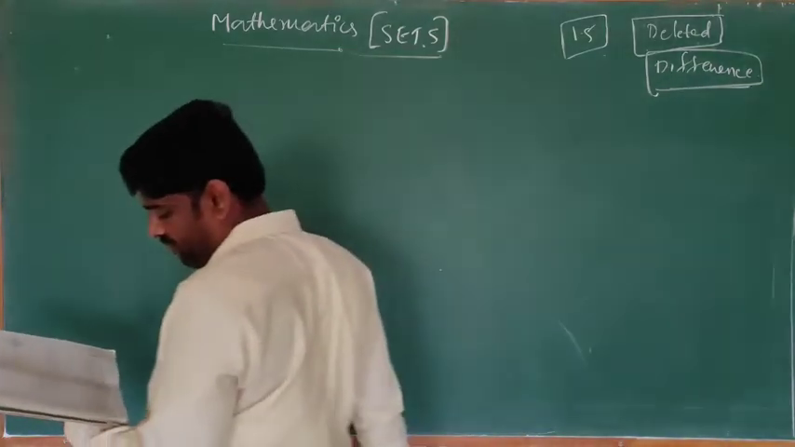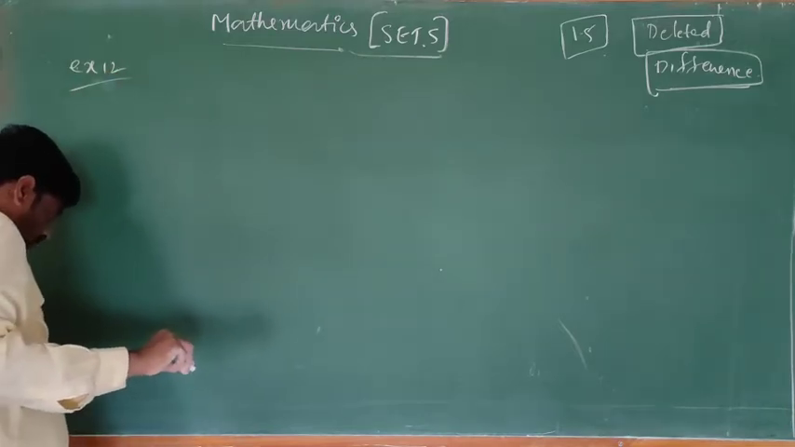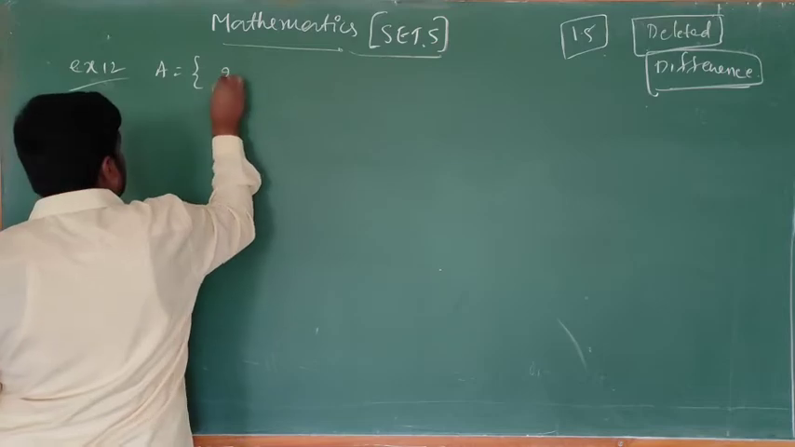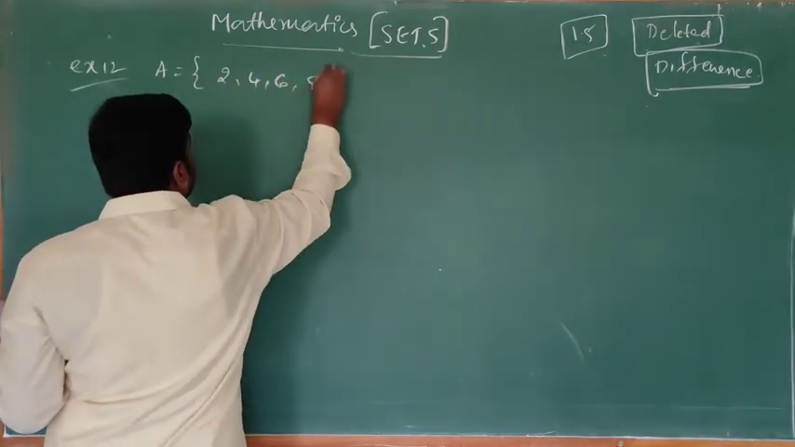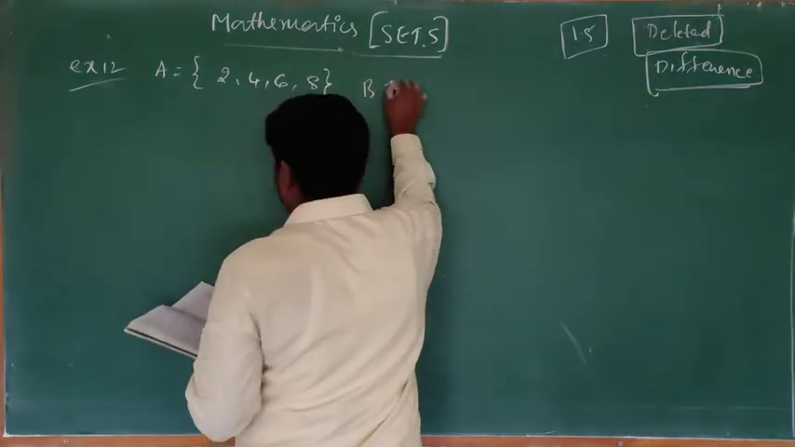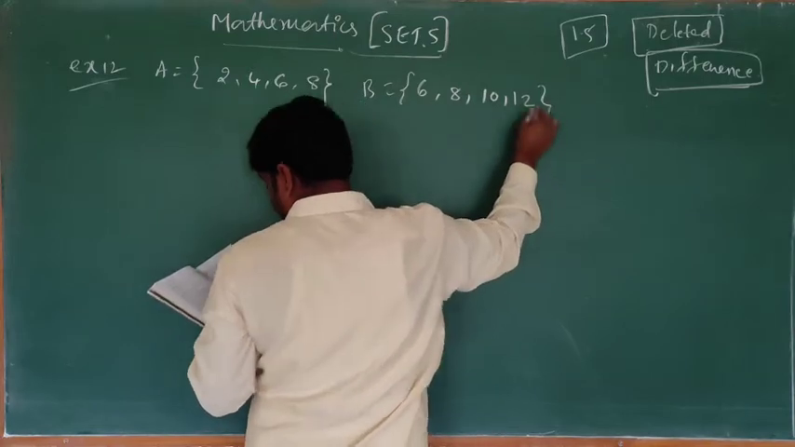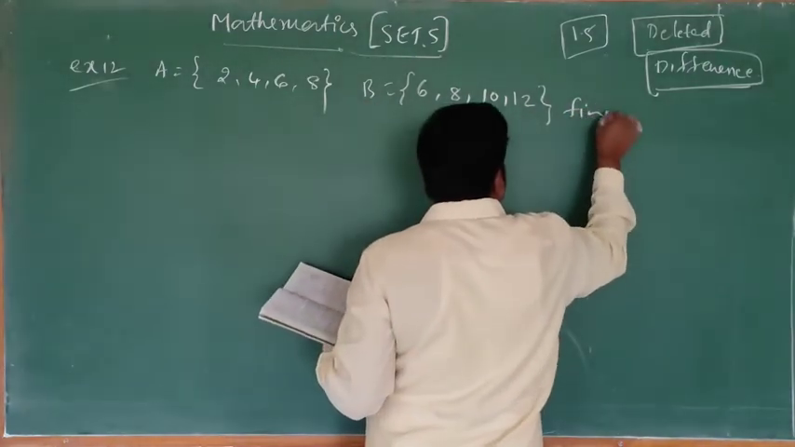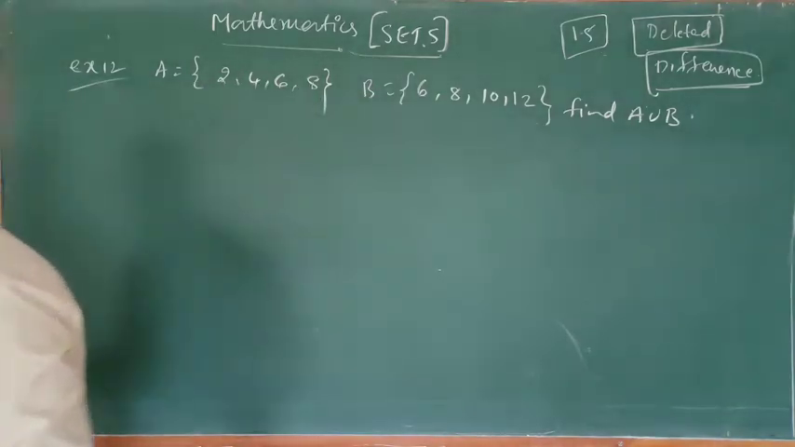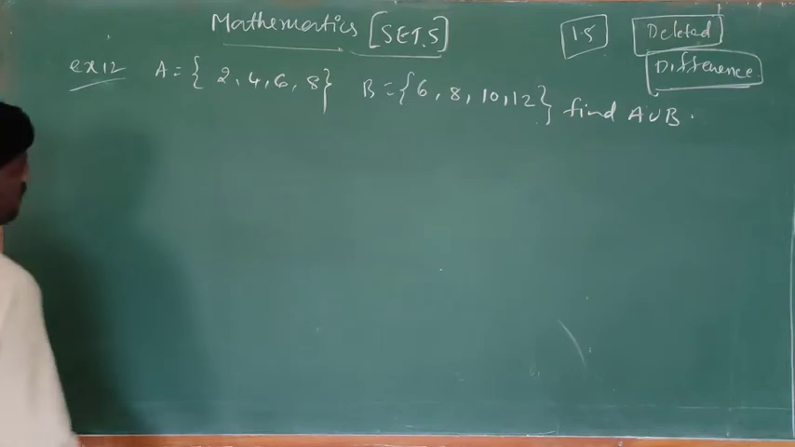Example problems. Example 12. If A is equal to {2, 4, 6, 8} and B is equal to {6, 8, 10, 12}, find A union B.